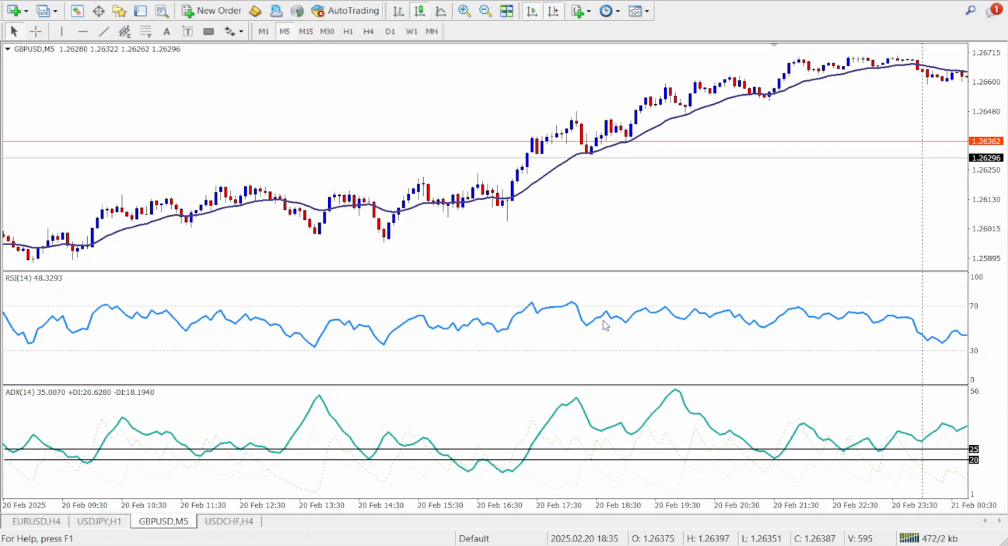So to wrap things up, combining the EMA, the RSI, and ADX indicators creates a powerful strategy that simplifies your trading while improving your accuracy. The EMA helps you follow the trend. The RSI keeps you from chasing overbought, oversold markets, and ADX confirms the strength of the trend. So by using all three together, you can make more informed and confident decisions.